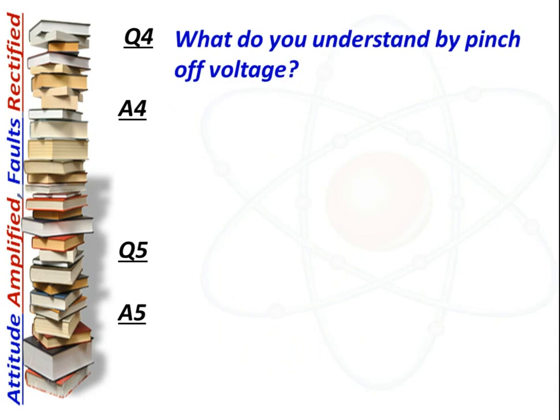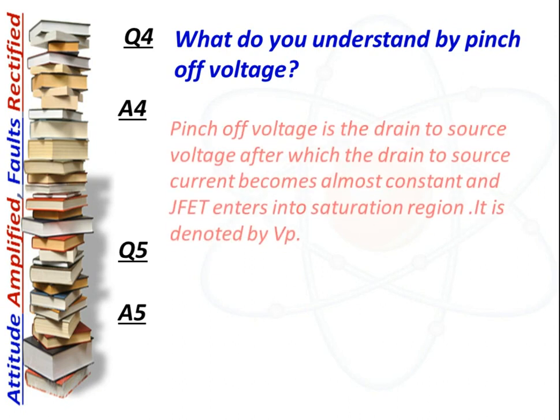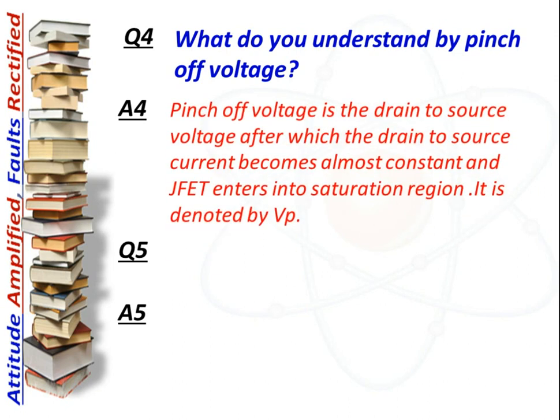Next question. What do you understand by pinch off voltage? Answer: pinch off voltage is a drain to source voltage after which the drain to source current becomes almost constant and a JFET enters into saturation region. The pinch off voltage is denoted by VP.